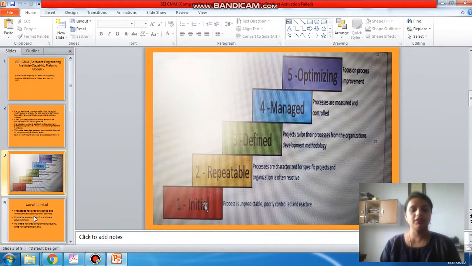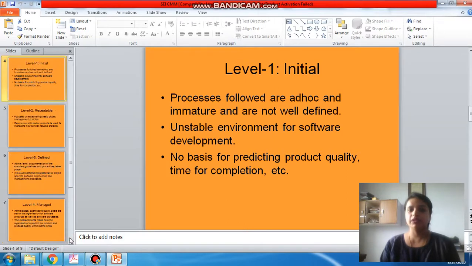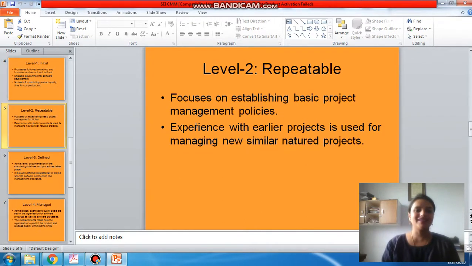So now let's discuss in detail. As we are saying, we have poor control over the processes in the initial phase. This is mentioned here also, that processes are ad hoc and immature, and they work in an unstable environment. Next is repeatable. The focus is on establishing basic project management policies. Experience with earlier projects is used for managing new projects of a similar nature.